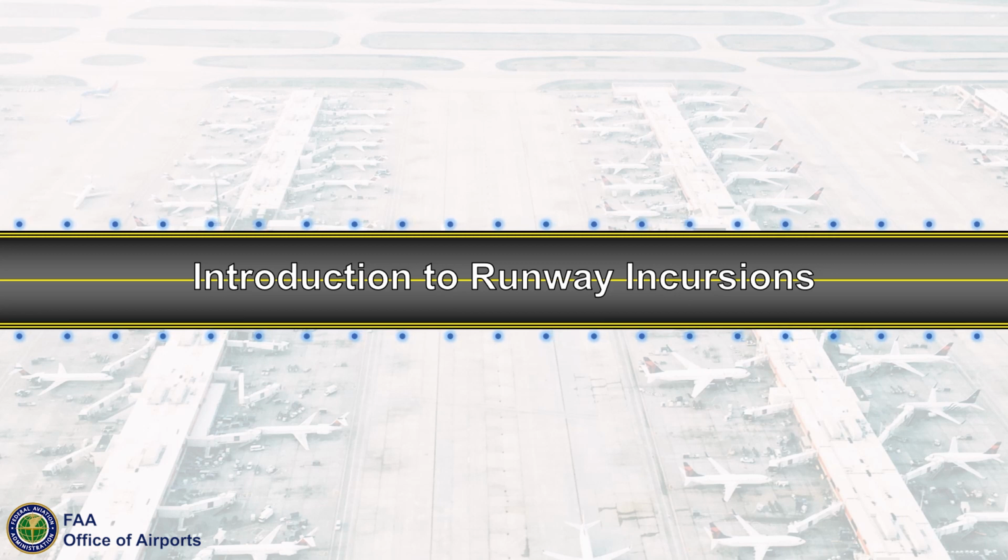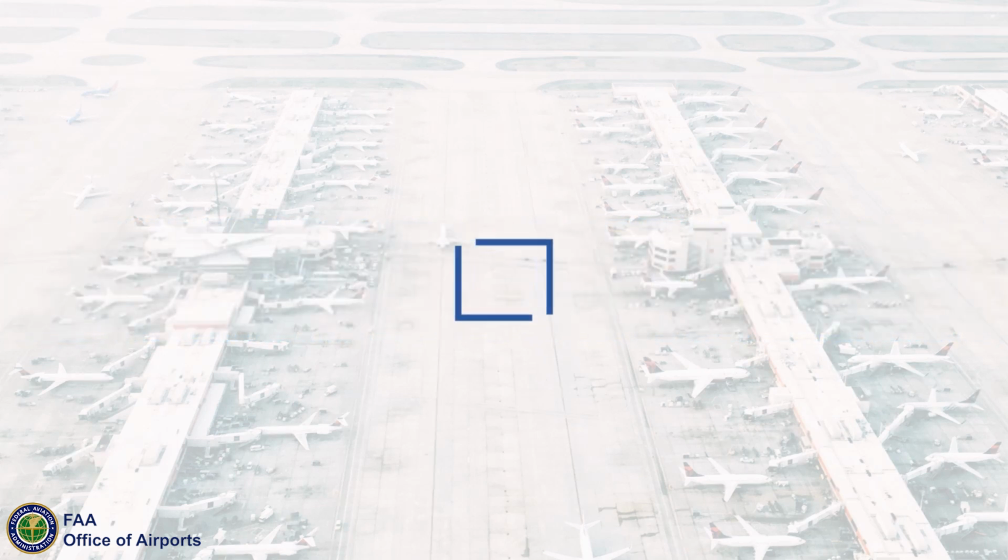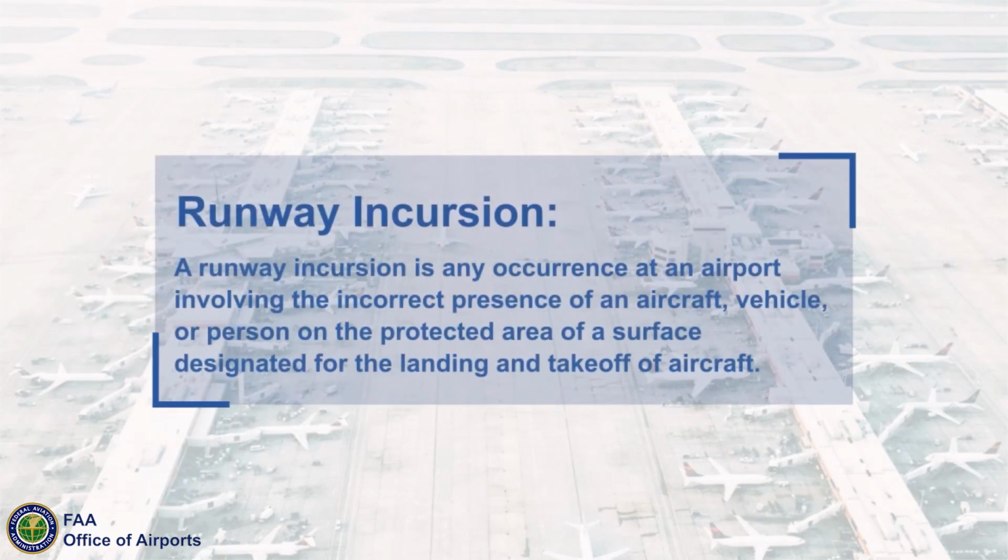The Federal Aviation Administration defines a runway incursion as any occurrence at an airport involving the incorrect presence of an aircraft, vehicle, or person on the protected area of a surface designated for the landing and takeoff of aircraft.